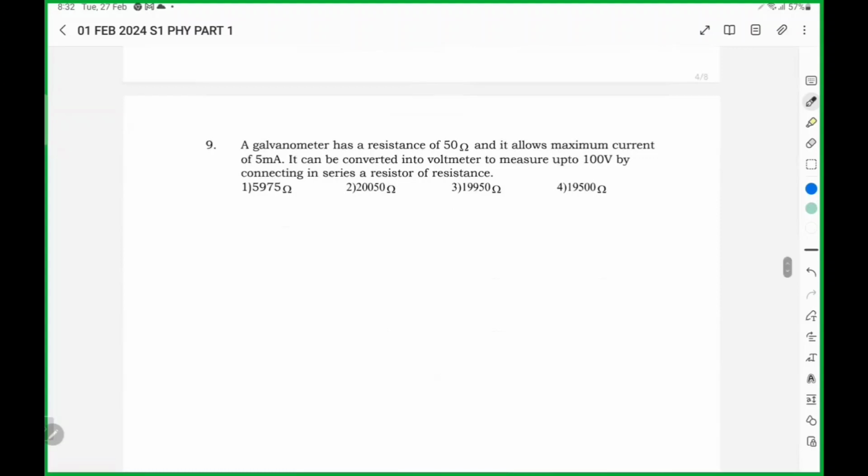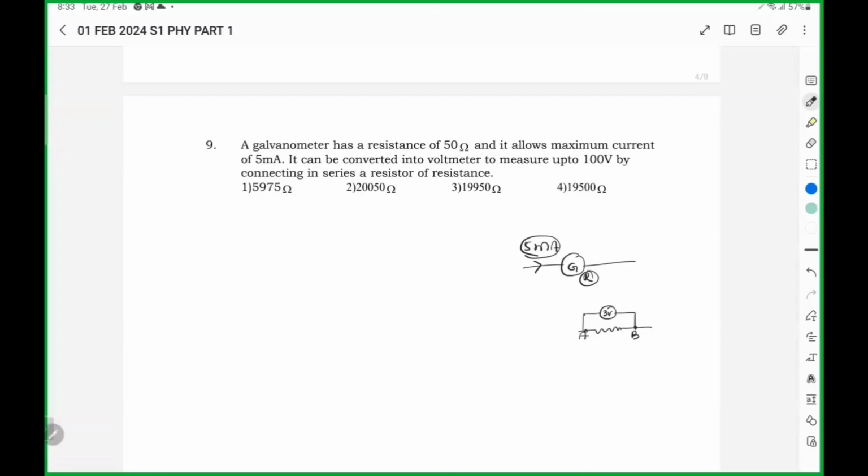Here a galvanometer has a resistance of 50 ohms and allows a maximum current of 5 milliamperes. The galvanometer is very sensitive, so only 5 milliamperes of current flows through it. In a circuit, suppose the potential difference across a resistance happens to be 3 volts. With the small current and small resistance of the galvanometer, we can't measure higher potential differences across electrical components.